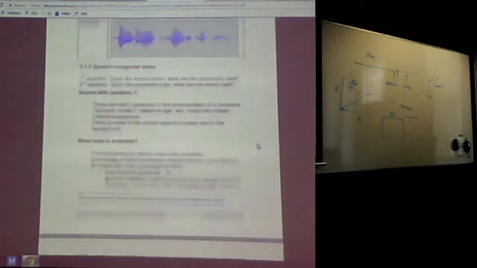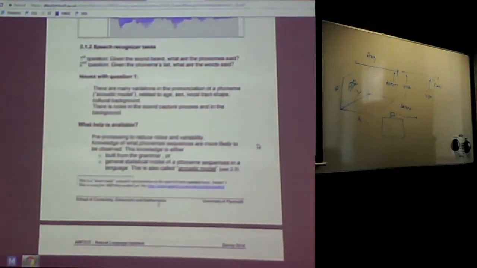So speech recognition has a problem, which is the task is, given the sound heard, what are the phonemes being said, and then given the phonemes, what are the words being said. The task can be divided into two steps like that.